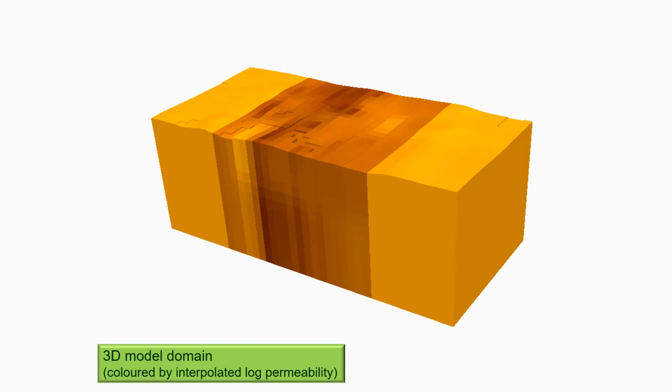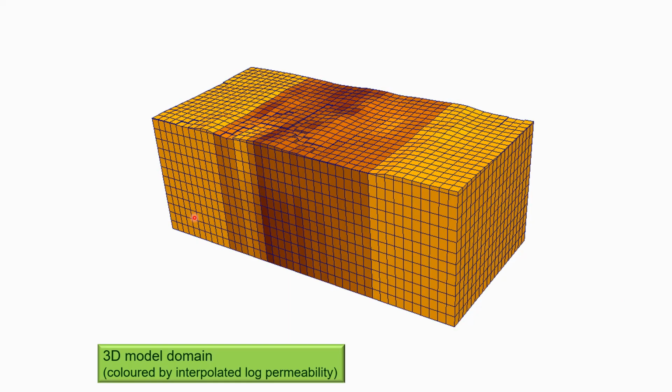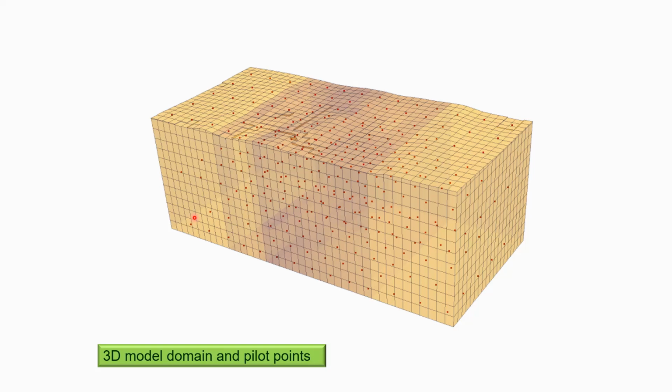We've got a three-dimensional model domain, in this case a rectangular prism with the top surface following the topography of the land. This is a couple of kilometers in depth. This is divided into three broad zones. This is the central part of the geothermal system and the peripheral parts. There's the model grid, and there are my pilot points.